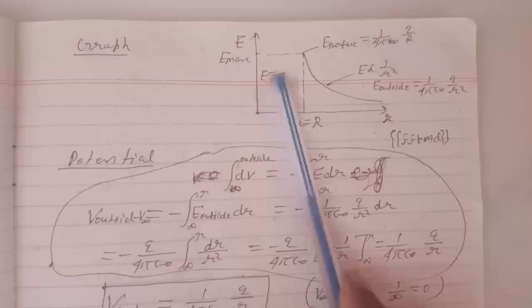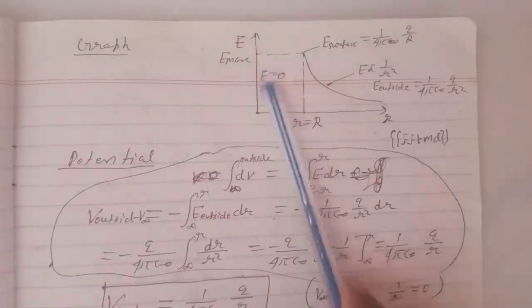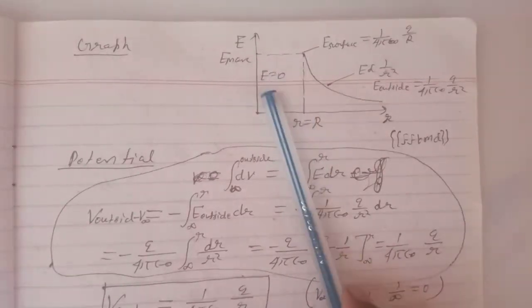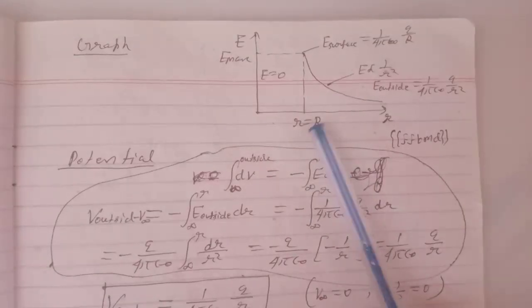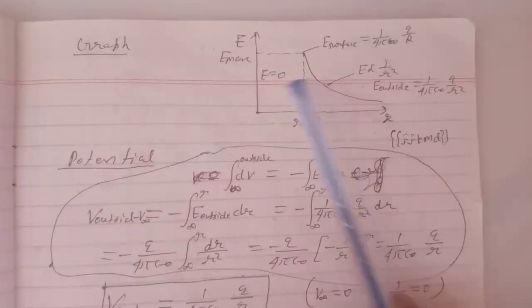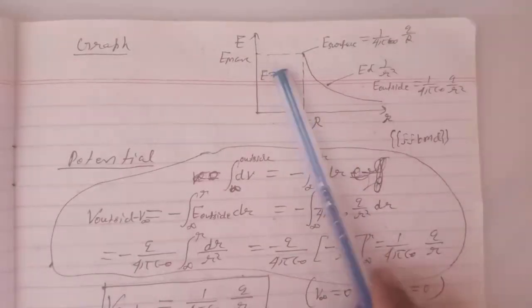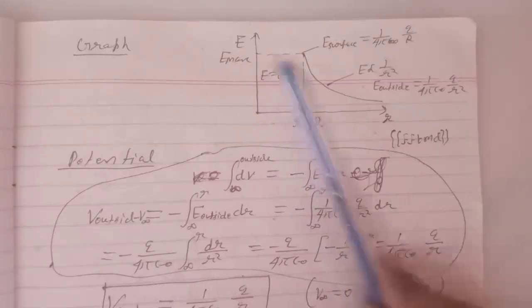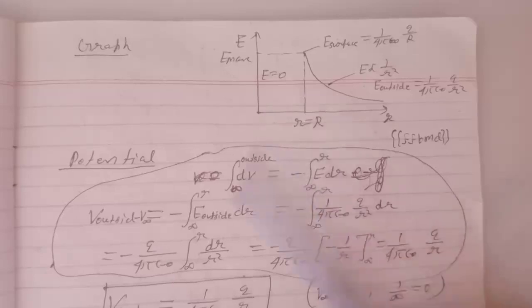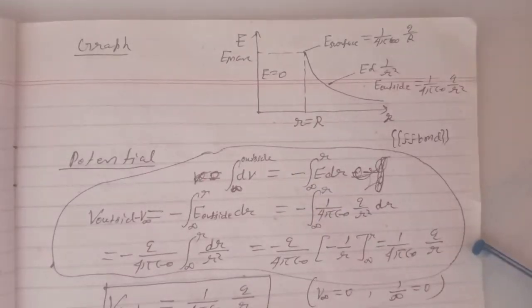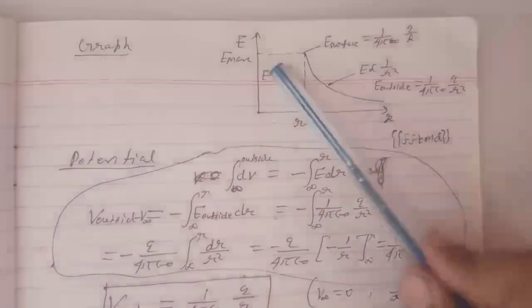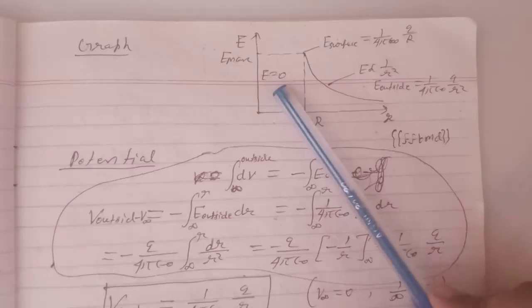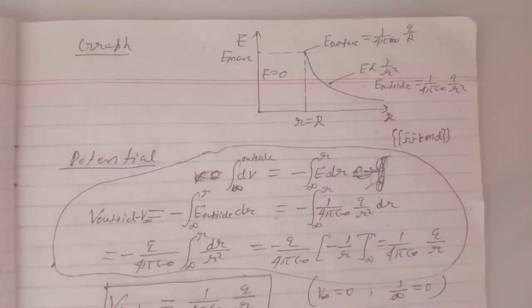E surface equals 1 by 4 pi epsilon naught q by R square, and this value is the maximum value. Inside, that is, if r is less than the radius of the conducting sphere, then E will be 0, because then the point will lie inside the conducting sphere, and the electric field is 0 inside the conducting sphere. That is, there will be no electric field inside the conducting sphere.